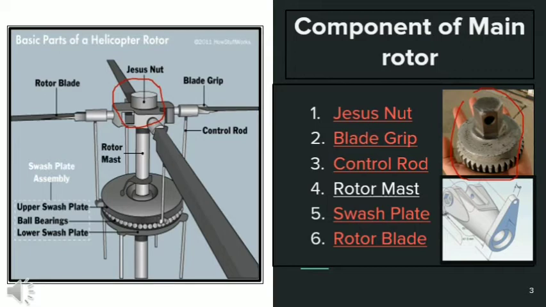Third, control rod from an upper swash plate has a connection point on the blade, making it possible to transfer movement of upper swash plate to the blade. The control rods are connected from the swash plate to the rotor blade through blade grip, and it is known as the pitch control stick. Next, rotor mast. This is the rotor mast which supports the rotor head of the helicopter.